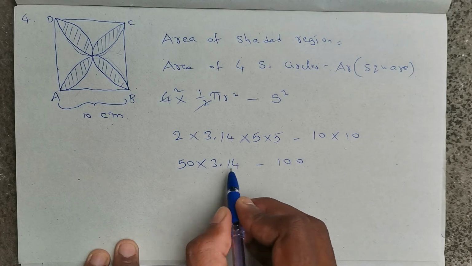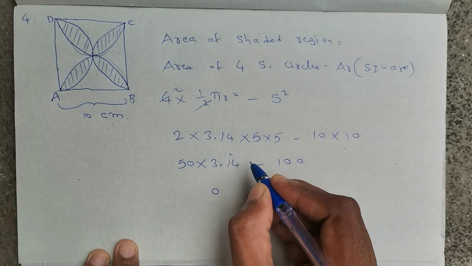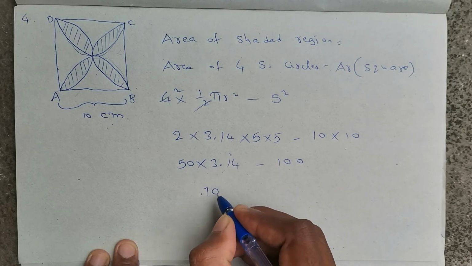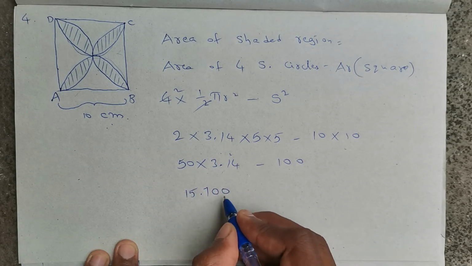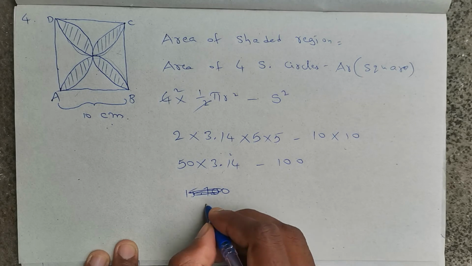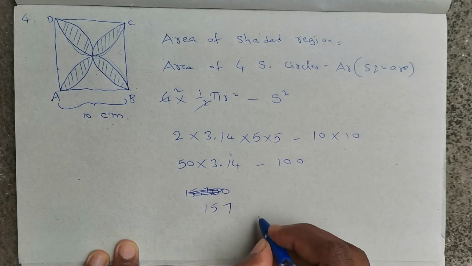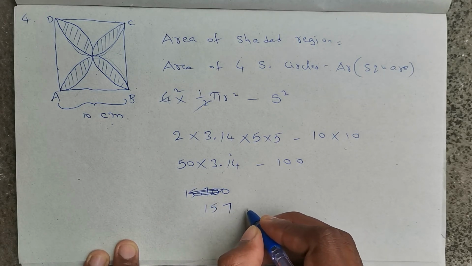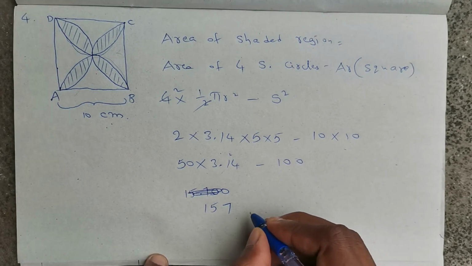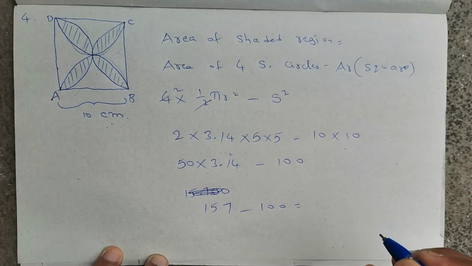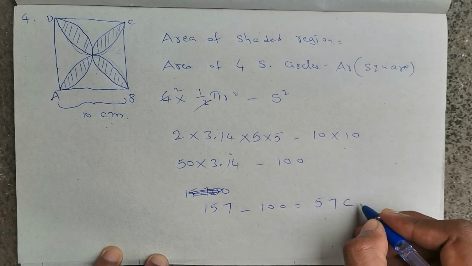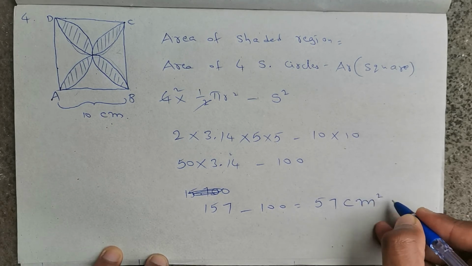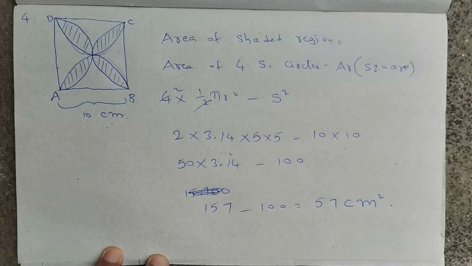Here 5 4s are 20, 0, 5 1s are 5, 5 3s are 15, and here one more 0, so the decimal point will be here, so 157.00. This minus 100, so 157 minus 100 is nothing but 57, and we are finding the area and all the measurements are in centimeters, so this will be centimeter square. So area of the shaded region is 57 centimeter square.